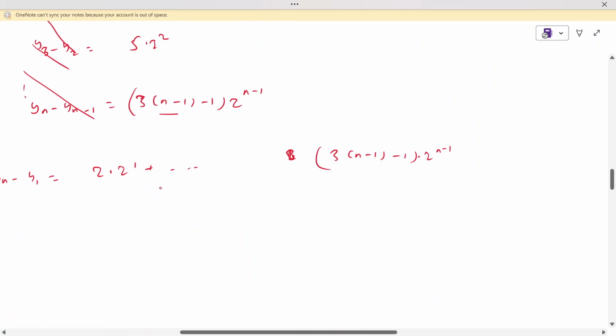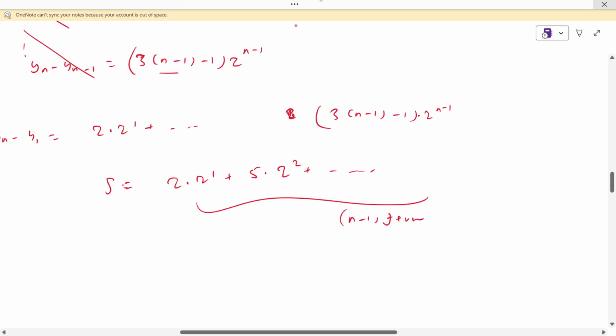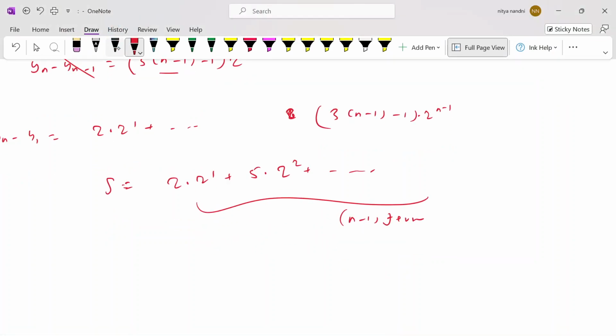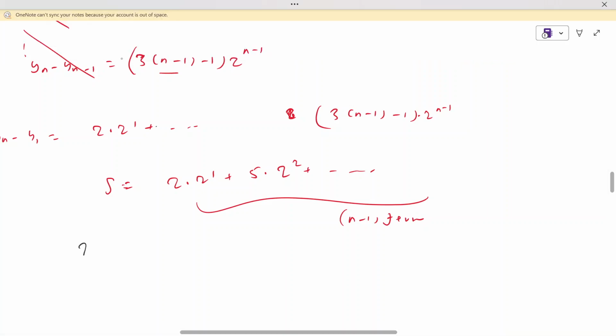So this sum I have to calculate, right? This is, let's say, S. S is what? 2 into 2 to the power 1 plus 5 into 2 to the power 2, and so on and so forth. In how many terms? n minus 1 terms are there. Let us just multiply by the common ratio. The common ratio is what? 2 again. Then 2S should be equal to what? It would be 2 into 2 square.